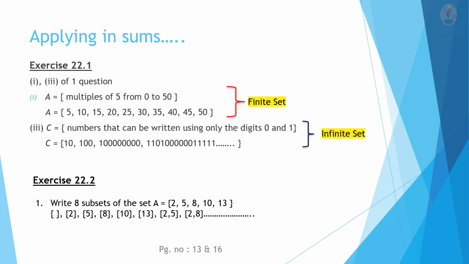Then look at the second one. Set C is numbers that can be written using only the digits 0 and 1. What can you say about this one? How many numbers can you write by using 0 and 1? Is there a limit for this? No, you can write hundreds, thousands, 10,000s, 100,000 numbers by using 0 and 1. It does not have a limit. So these types of sets are infinite sets. So this one is also an infinite set.